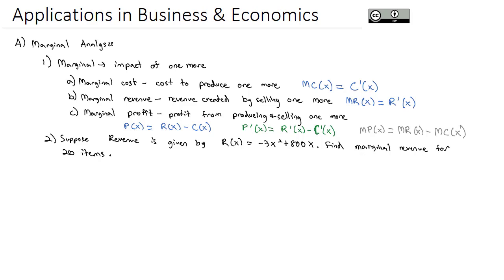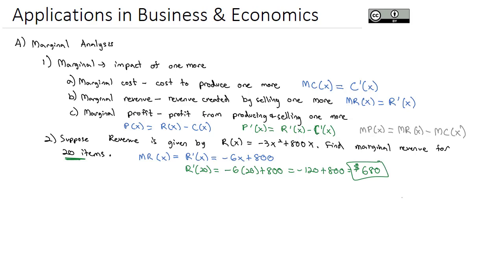Well, the way we get that is from the marginal revenue formula to see how fast the revenue is changing. Remember, marginal revenue is equal to the derivative of the revenue, which we can do using the power rule very quickly here to get negative 6x plus 800. And we want to know what's happening specifically at 20 items. So we'll stick the number 20 in for the x and get negative 6 times 20 plus 800, or negative 120 plus 800, which is going to be $680. So the impact of one more at the point of 20 items is about $680.